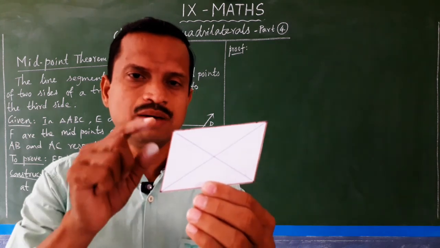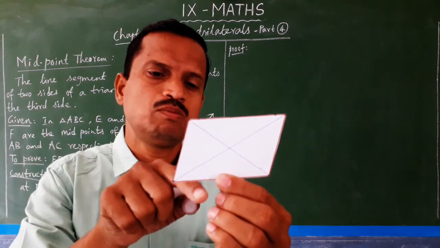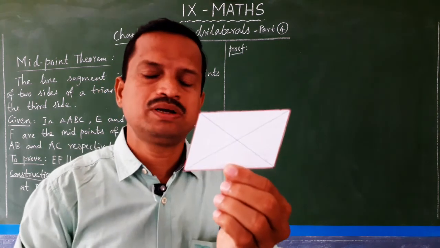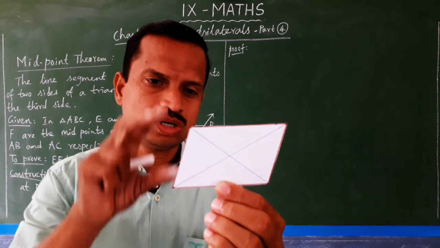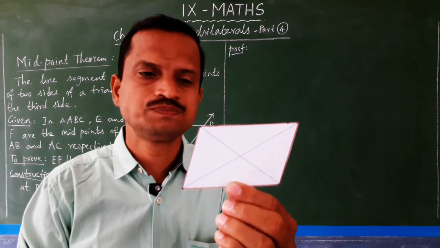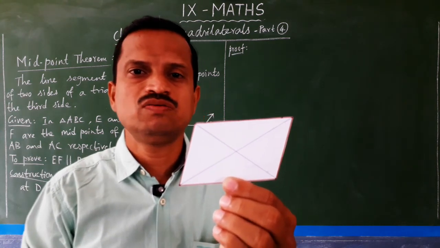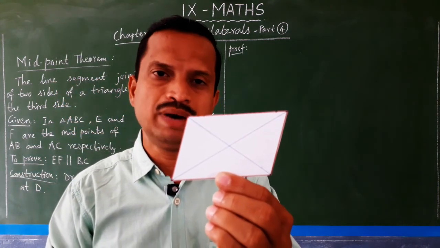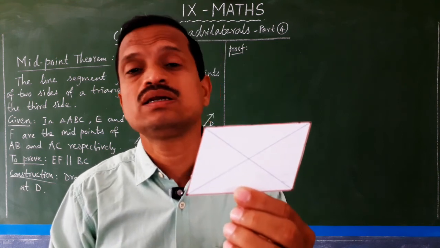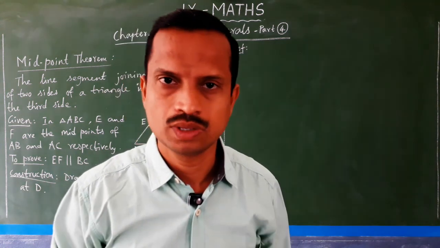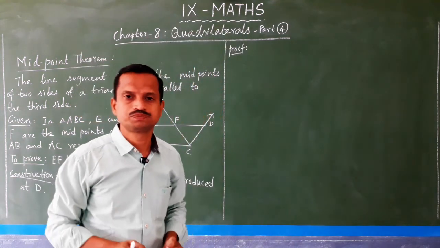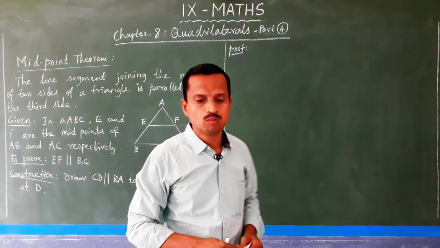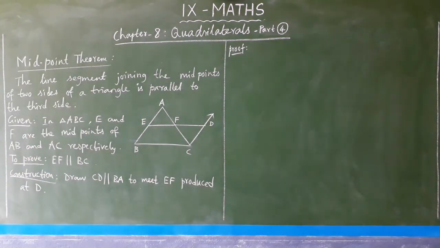If a pair, that means top and bottom, one pair of opposite sides, and left and right, another pair of opposite sides. So you consider this as a quadrilateral. In a quadrilateral, if one pair of opposite sides are equal and parallel, then we can say that quadrilateral is a parallelogram. Okay children, using this concept, the midpoint theorem, we are going to prove it. Let us see how to do that.